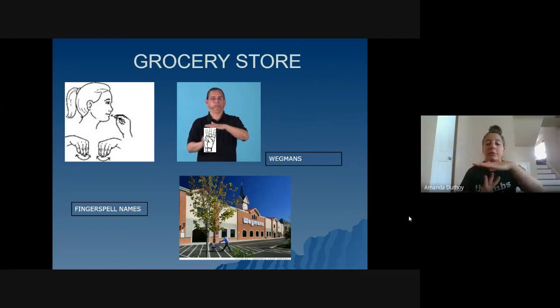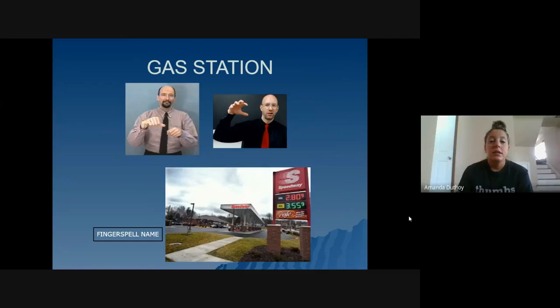Wegmans is with your W underneath your hand. So this is initialized Wegmans because it has a W hand shape and it starts with a W. You got grocery store and Wegmans. Gas station, like you're pouring the gas. You got an A hand shape and an S hand shape. Gas station. This is going to be asymmetrical because their hands are doing two different things.